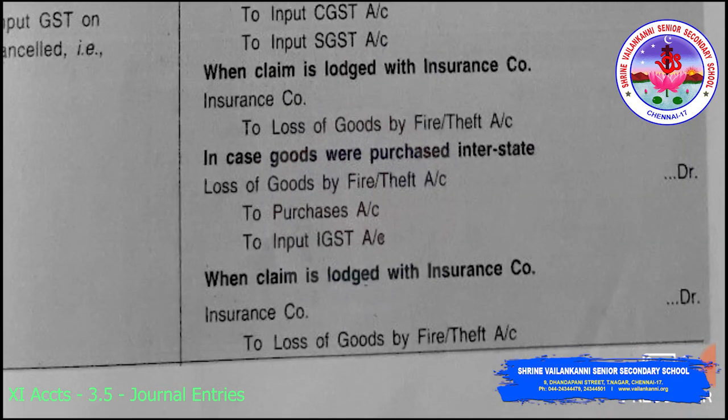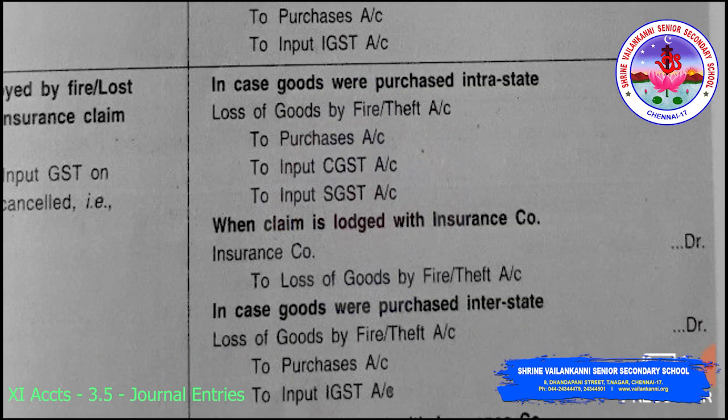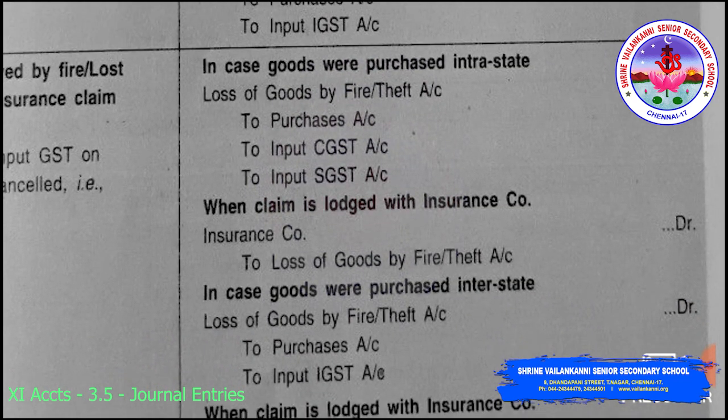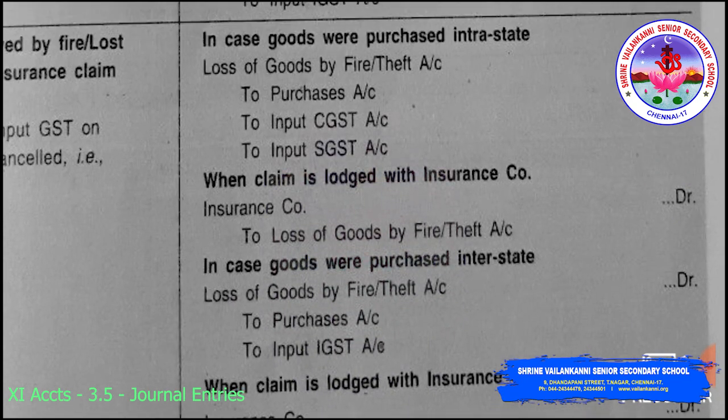Where the goods purchased are interstate, loss of goods by fire or theft account to purchases account to input IGST account. When the claim is lodged with the insurance company, then insurance company to loss of goods by fire or theft. See, the same transaction they have written. In case goods were purchased intrastate, you would write CGST. Interstate, you will write IGST. Simple.